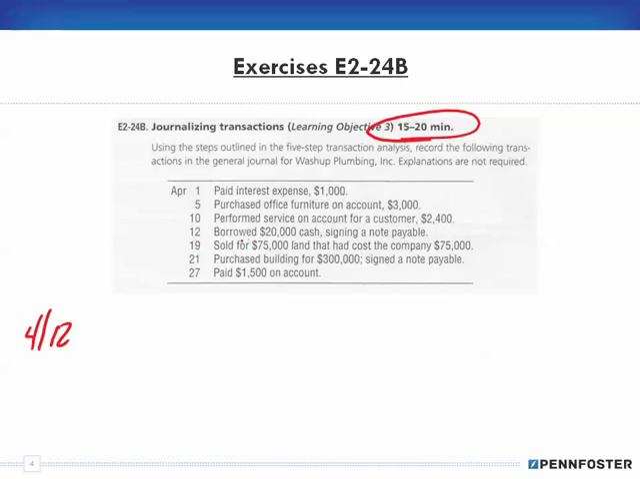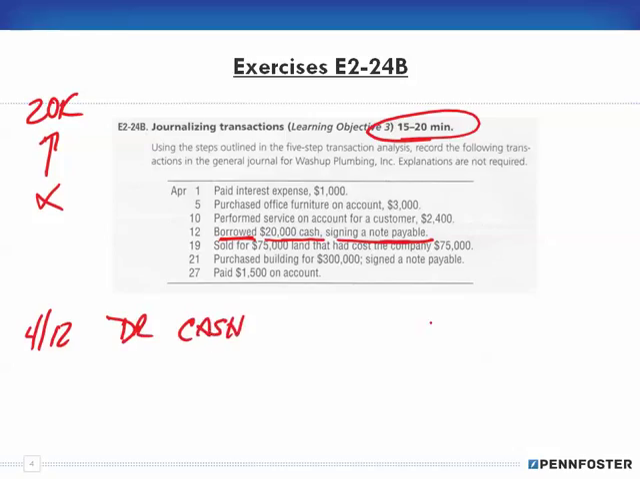So this is 412. I'm borrowing $20,000 in cash, signing a notes payable. So the first question I ask is, am I affecting cash? And the answer is yes. Because why? Here was my cash account balance, and I'm getting $20,000 more. So my cash increase is $20,000. Well, that means I'm going to debit my cash because I'm increasing my cash for $20,000, and that means I credit something else for $20,000. And what's that? Well, I'm signing a notes payable. All right, so I have to credit a notes payable.